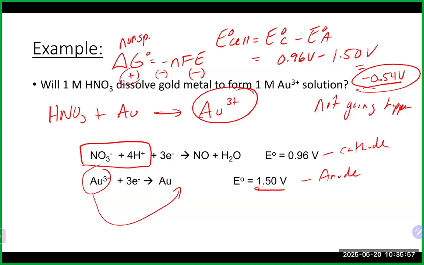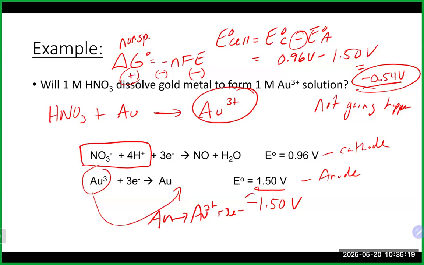Not the way I did it, because I subtracted. So when I use this equation, the subtraction version, you don't flip the sign, because that's what the subtraction does for you. Now, if you did flip this guy, you would change the sign. It'd be minus 1.5 volts if you flip this guy around to Au goes to Au3+ plus the 3 electrons.